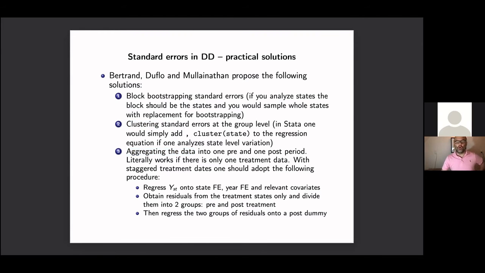All right. So block bootstrapping was the one solution. If you consider the states to be blocks, then what you could do is simply run your diff and diff, and then sample with replacement the data, run your diff and diff on those subsamples, get some distribution of coefficients, and use the standard deviation of that distribution to get a standard error. That's one thing you could do. I've actually only seen one person ever do that.